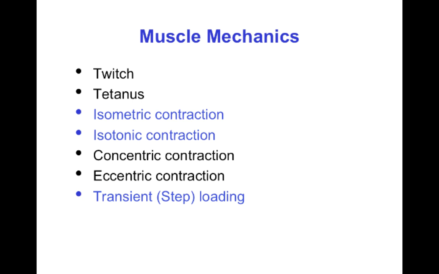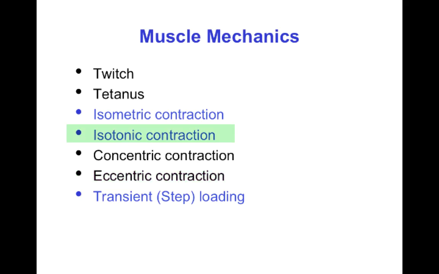The word contraction can mean shortening or developing force, so we need to distinguish between a contraction that's shortening and a contraction that isn't shortening. A concentric contraction is a contraction that results in getting shorter. An isometric contraction is one where the muscle is getting neither longer nor shorter; it's staying constant length. And an eccentric contraction is when the muscle is actually getting lengthened while it's developing force.